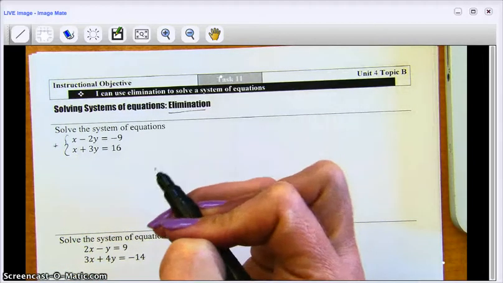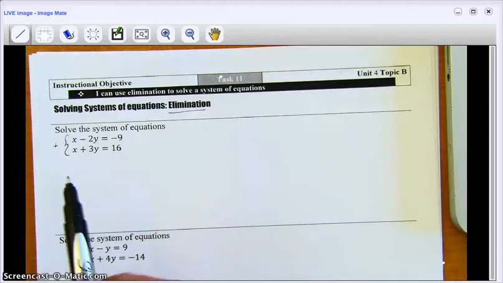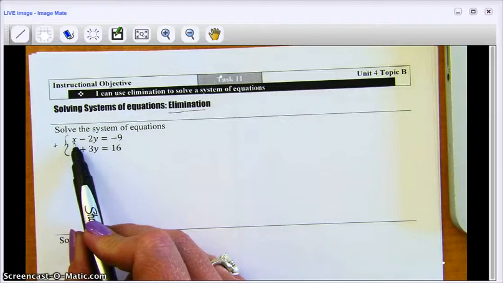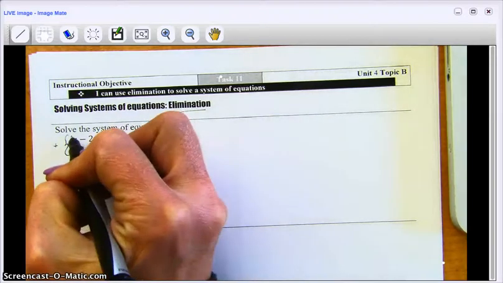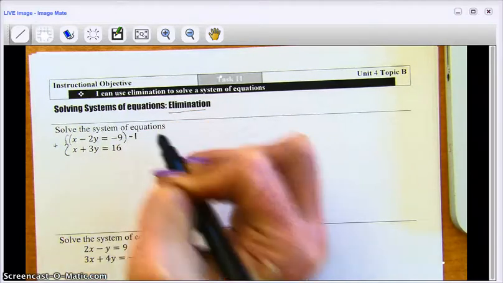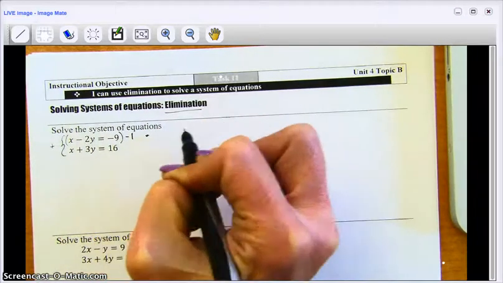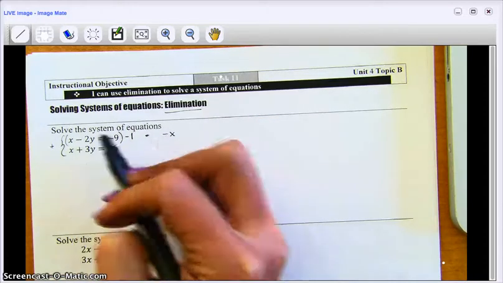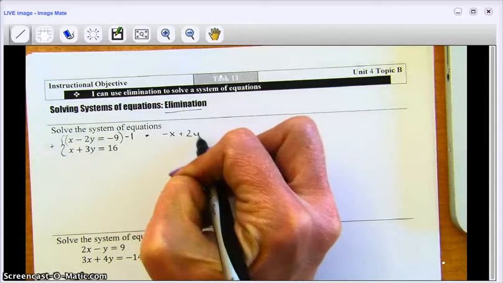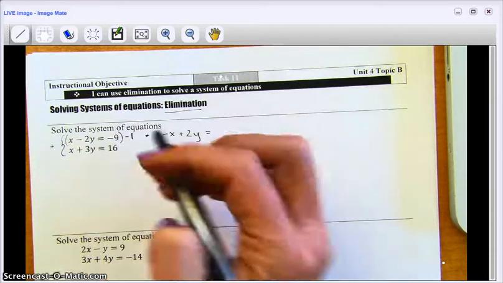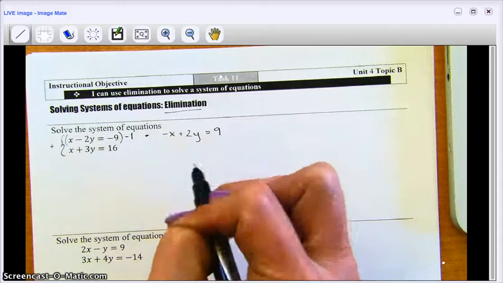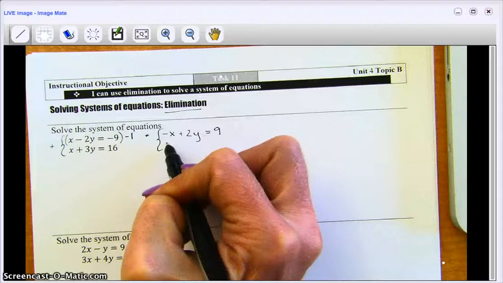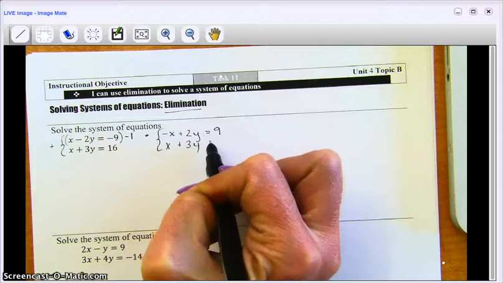So if I look at this, it looks like I can multiply this whole equation by negative 1, and that would make this x a negative number, right? So let's think about that. If I multiply this whole thing by negative 1, I will get negative x, right? Negative 1 times x is negative x. Negative 1 times negative 2y is a positive 2y, equals negative 1 times negative 9, that's just a positive 9. So I haven't changed this equation or made it different, I've just manipulated it. It's still the same equation. And I'm just going to recopy my second equation, making sure everything stays lined up.